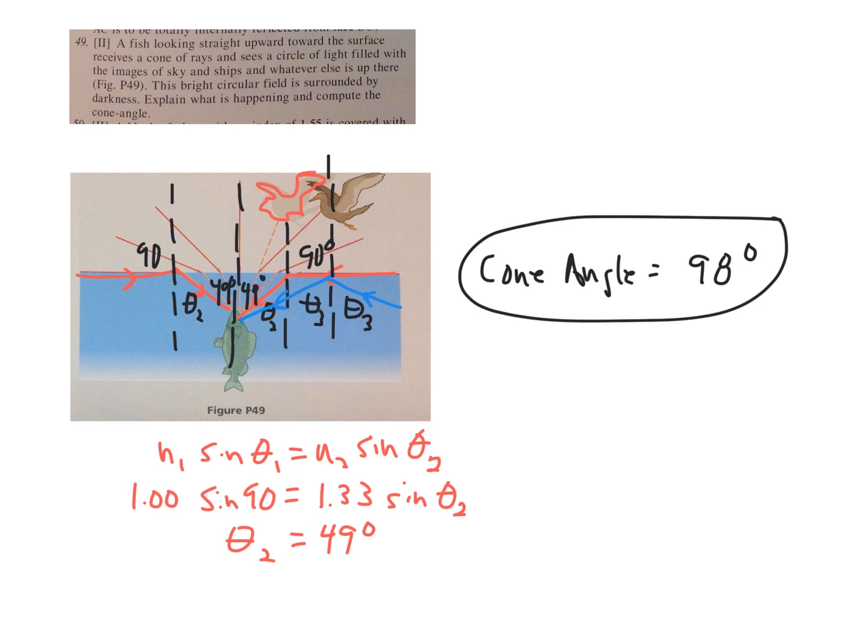So anything beyond that cone of 98 degrees, as he's in that awkward position of looking straight up like that, he's going to see reflection of things underneath the water, or in his watery world.